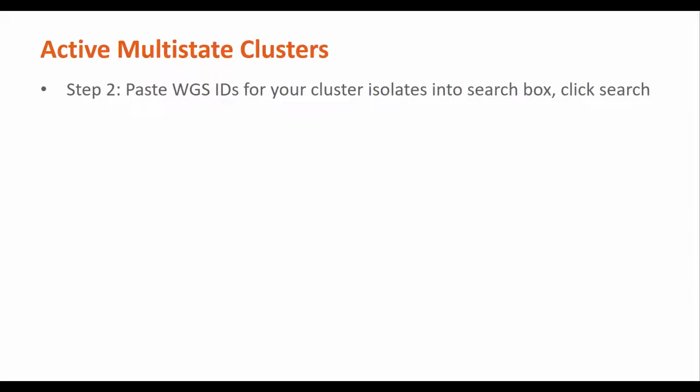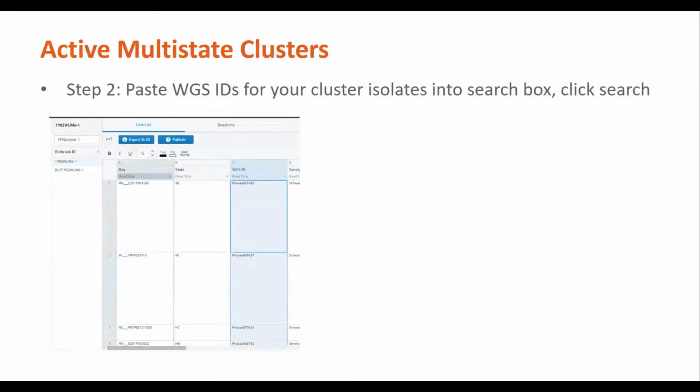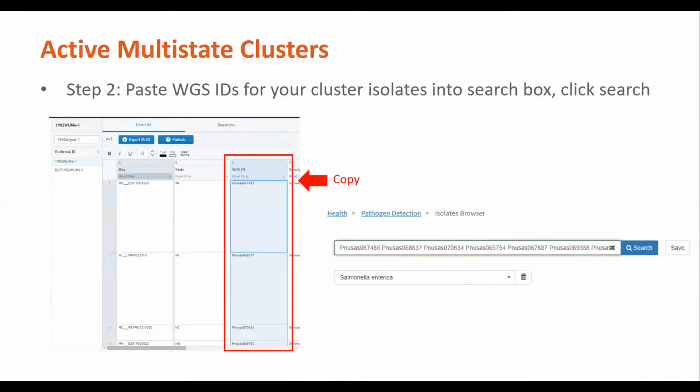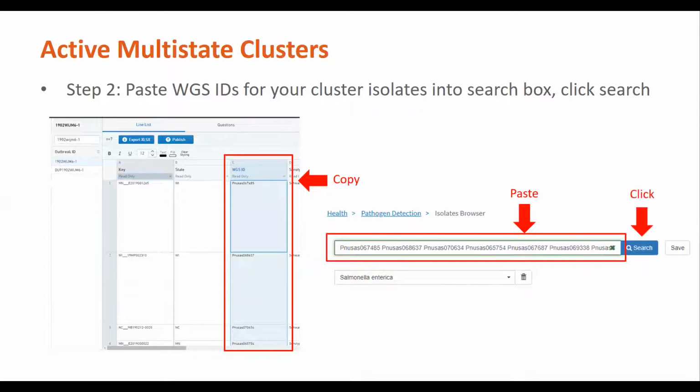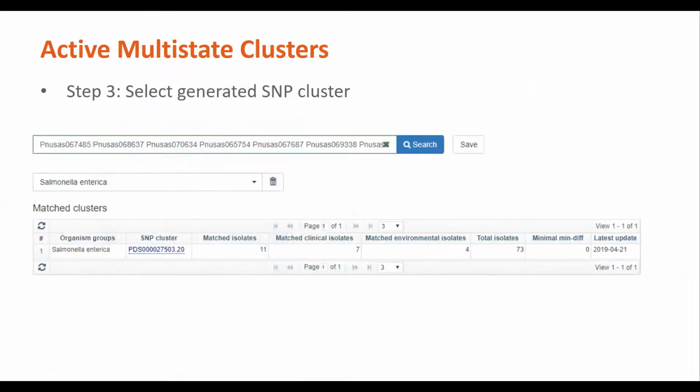So we will take the WGS IDs we have for isolates included in our cluster, and we will copy and paste them into a search box. Usually the easiest way for us to do that is to pull them up into the subject line list. You can just copy the WGS ID column. If you select that column and just hit Control-C, it'll copy all those IDs. And then you can go into the browser, paste them into that box. It'll automatically format them separated by a space, and it will search for all of those isolates, and then you can just click the search button.